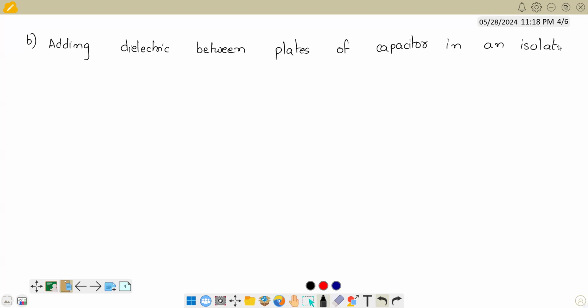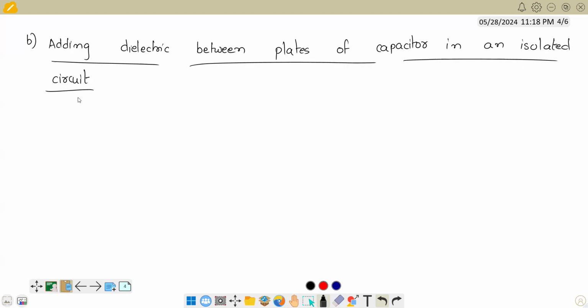In an isolated circuit, suppose you take an isolated circuit, it will not be connected to anything. So in an isolated circuit, there is no battery. Here we have a capacitance C and its charge is Q. It should already be charged. That is very important.